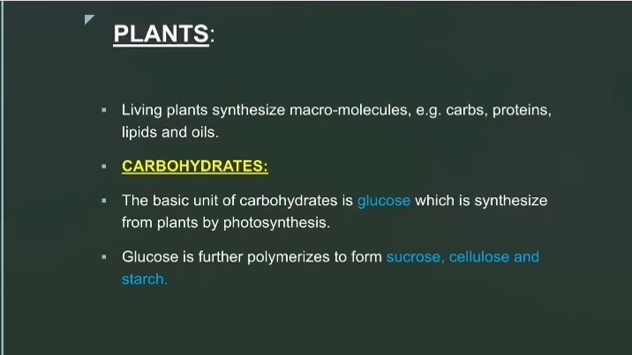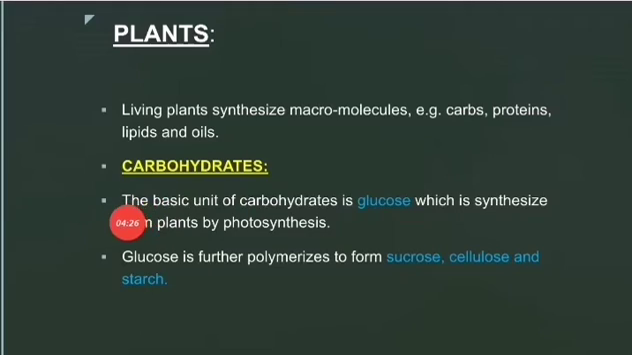Then we have the topic of plants, that is, how many organic compounds you can easily obtain from plants. Some living plants synthesize macromolecules. These macromolecules are carbohydrates, proteins, lipids, oils. All these are organic compounds. We will discuss them in detail.